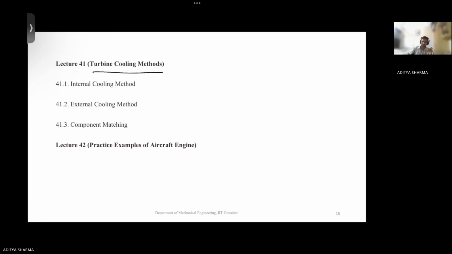Now the temperature is increasing, but will the blading and the material of the blade that we have chosen be able to sustain this heat? So this becomes an issue. To tackle this issue of temperature, cooling is required, and for that purpose this turbine cooling is being discussed.